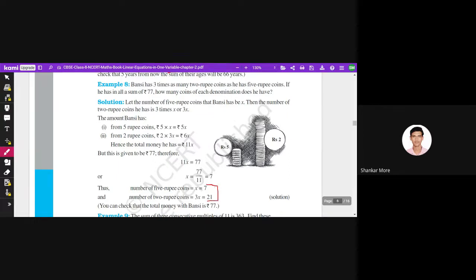Get this? Okay, students, I hope you understood whatever I have told you today, right? And if you have any doubt, or if you're solving practice questions, and if you are getting stuck somewhere, you can always ask me questions in the class.